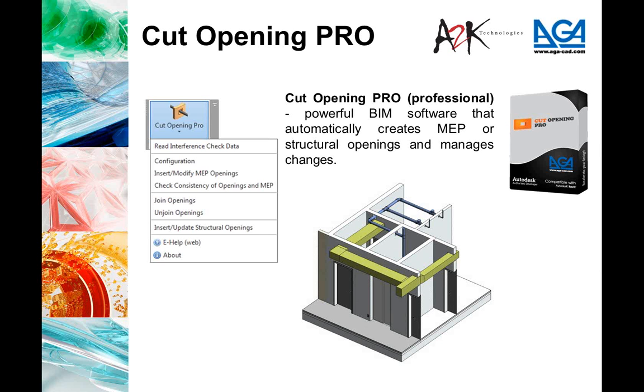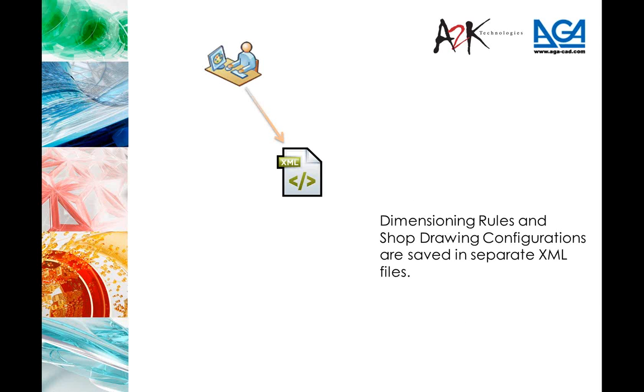Then Smart Assemblies. It goes for making workshop drawings automatically. So it makes assemblies with your own predefined views, adds dimensions, makes schedules, and it inserts views into the sheets automatically. And all those dimensioning rules and configurations can be saved in a separate XML file, and it can be placed somewhere on the network server for multiple users' access.